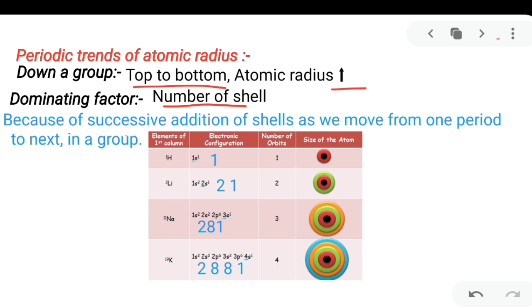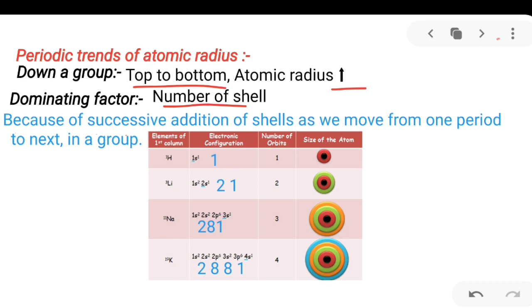As we move down the group, number of shells increases and number of shells is directly proportional to the atomic radius, because when number of shells increases, the distance from the nucleus to the outermost shell also increases. So, when the number of shells increases, atomic radius increases. So, when we move down a group, atomic radius also increases.